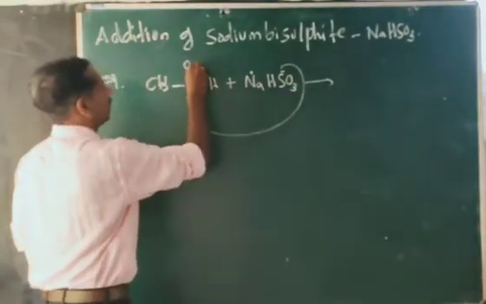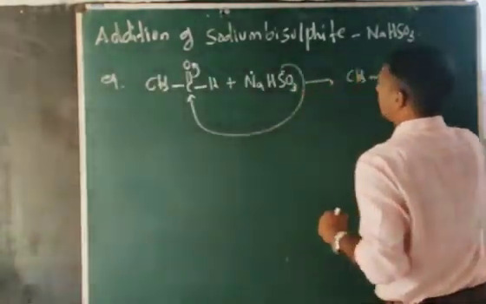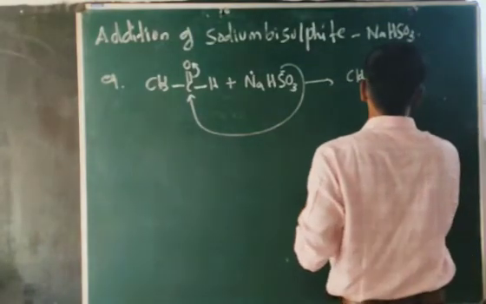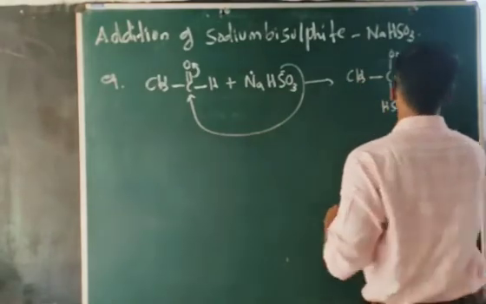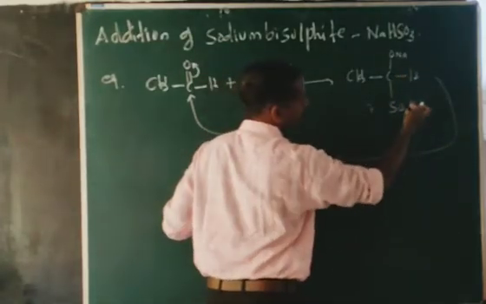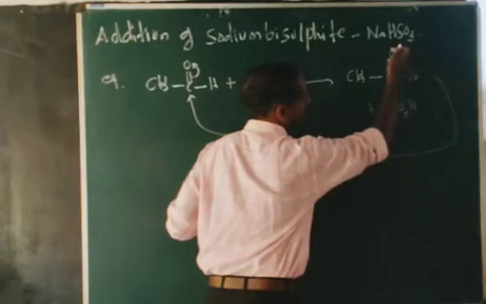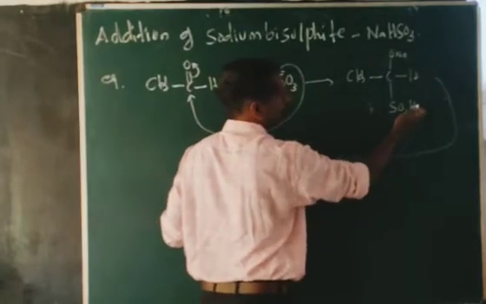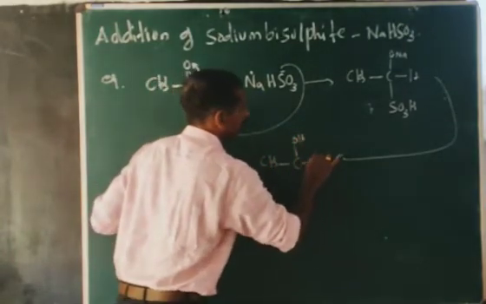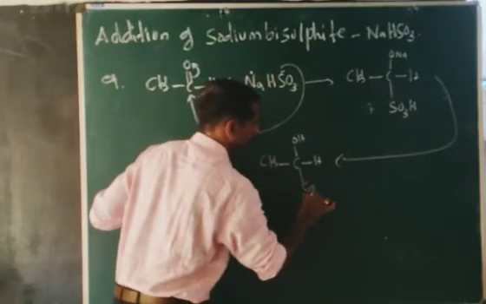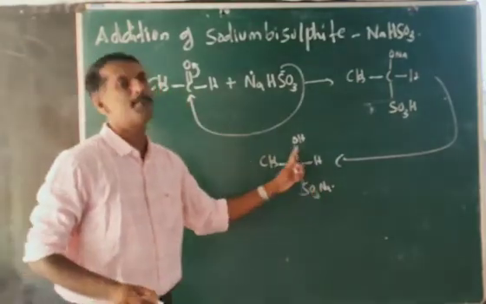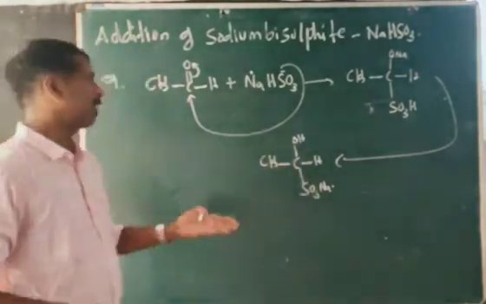So this minus part will attack. What we get? CH3CH, here it will become ONa, and here it is HSO3, or SO3H. Now you can see that there is a proton transfer. This proton H plus is migrating to oxygen and Na will come to this position. So we get CH3C, here it will become OH, here it is H, and here it is SO3Na. This is acetaldehyde sodium bisulfite. This is a simple reaction.